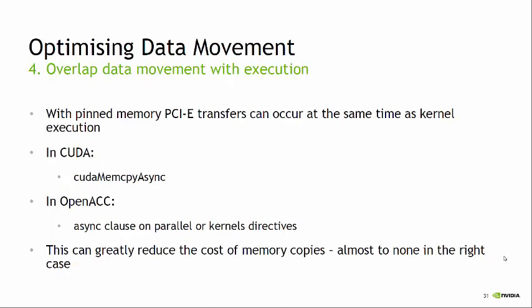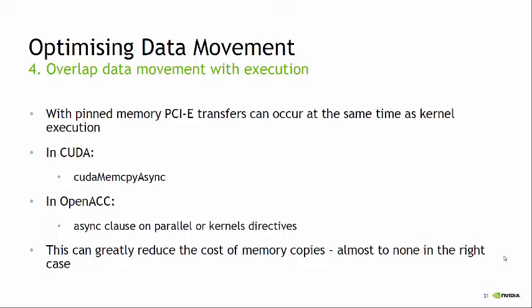Finally, overlapping data movement with execution. When you're using pinned memory, PCIe transfers can occur at the same time as kernel execution. In CUDA, this is cudaMemcpyAsync. In OpenACC, you use the async clause on parallel and kernels directives. In some cases, this can reduce the cost of copying memory nearly to zero. So if you have a kernel that takes 10 seconds and a memory copy that takes 1 second, you overlap them, and the memory copy you just don't see. It happens in the background as the kernel is executing.